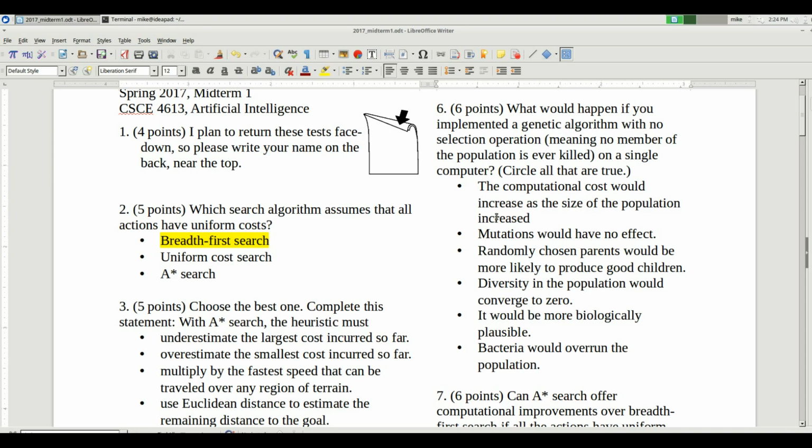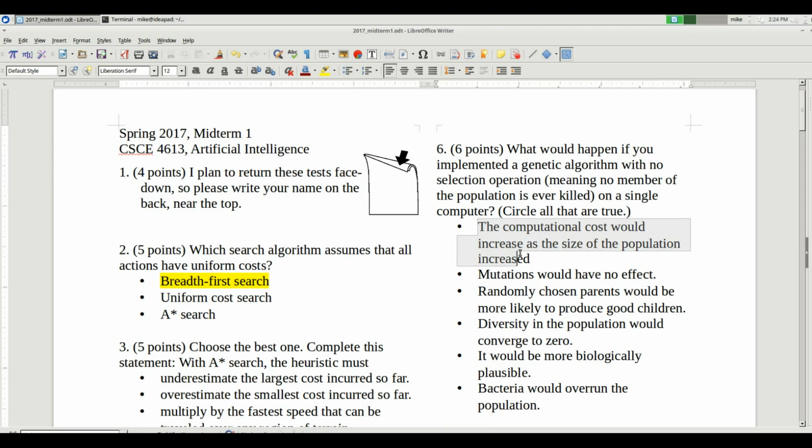Now, some of you assume that if no one's ever killed, that means no one's ever born, and that is kind of because you assumed that our implementation was the way to do it. Using a fixed size matrix is not a genetic algorithm thing. So having clarified that, would the computational cost increase as the size of the population increased?